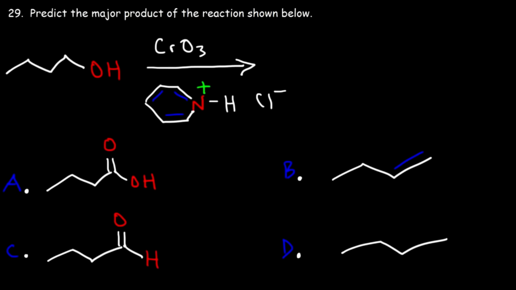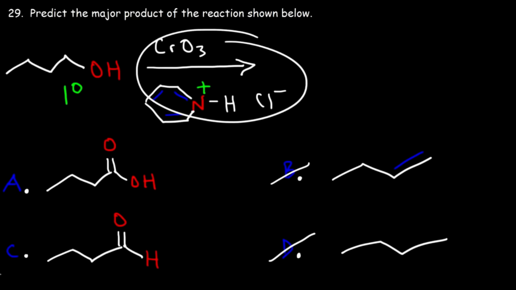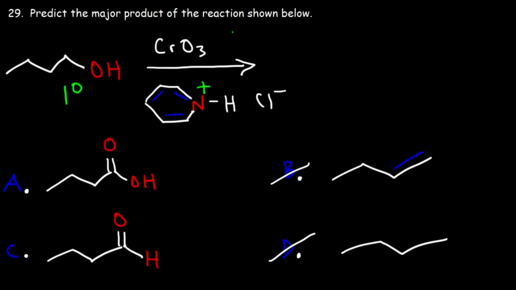Number 29, predict the major product of the reaction shown below. So we're reacting 1-butanol with pyridinium chlorochromate. So we have a primary alcohol, and which of these products will be the product of the reaction? Are we going to get a carboxylic acid, an aldehyde, an alkene, or an alkane? Chromium trioxide is an oxidizing agent, so it won't be reduced into an alkane, and we're not going to get an alkene. It turns out that this entire reagent is equivalent to PCC.